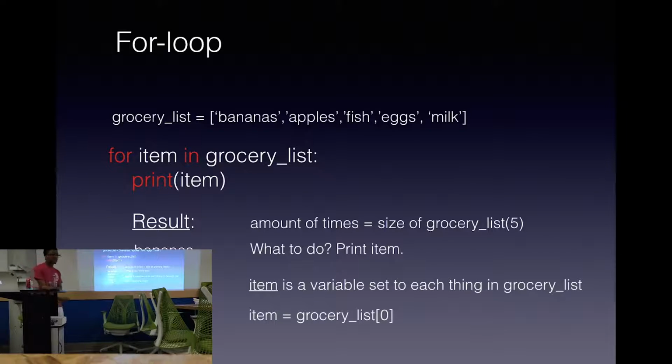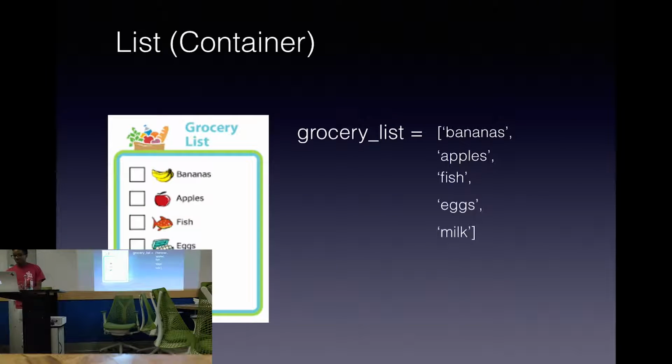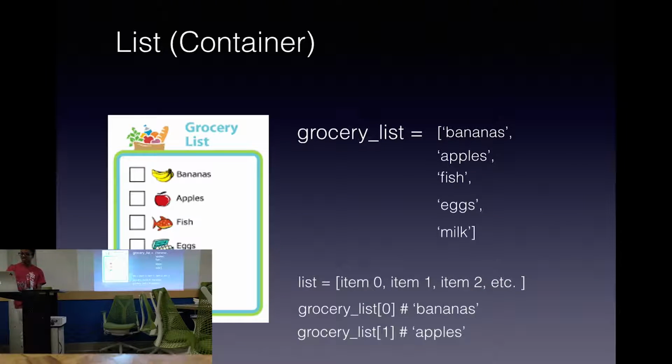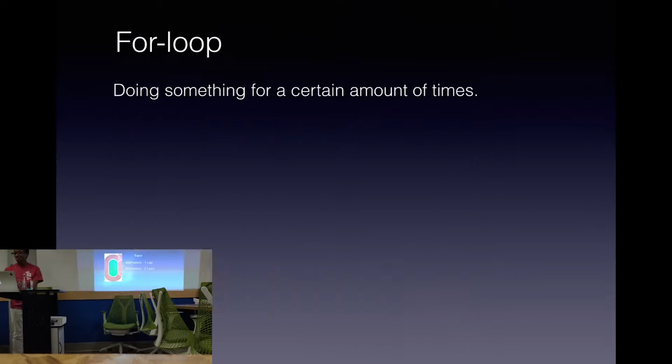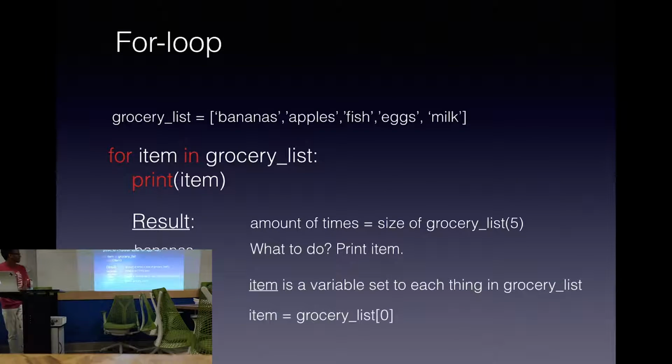So the way this actually works, if you've been in a different programming language, behind the scenes this syntax will do the same thing as putting in the index for you. So where we have grocery list 0, it'll be doing that on the fly in the background. It's not exactly how it works, but that's sort of what it's doing. So like you said here, item is a variable set to each thing in the grocery list, sort of like item is equal to grocery list at 0.